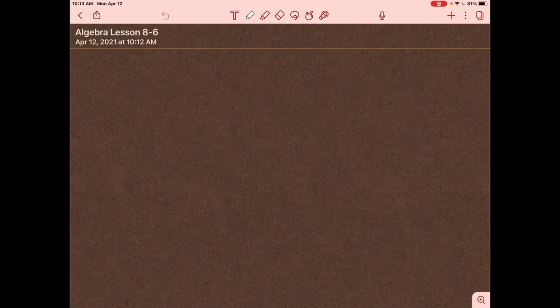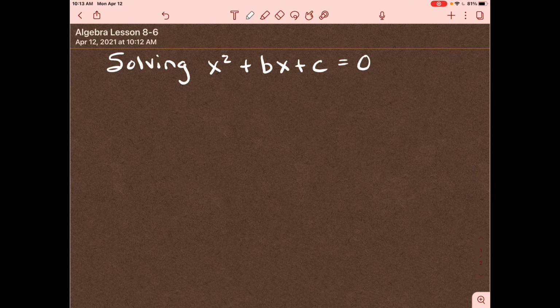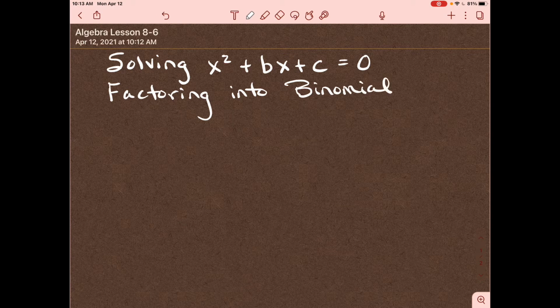Hi guys, this is Algebra Lesson 8.6, and the book calls this solving x squared plus bx plus c equals 0. I would call this factoring into binomials, or I might call this unfoiling. We're going to get to the solving part at the very end of the lesson, but we're going to talk about the actual factoring skills first.